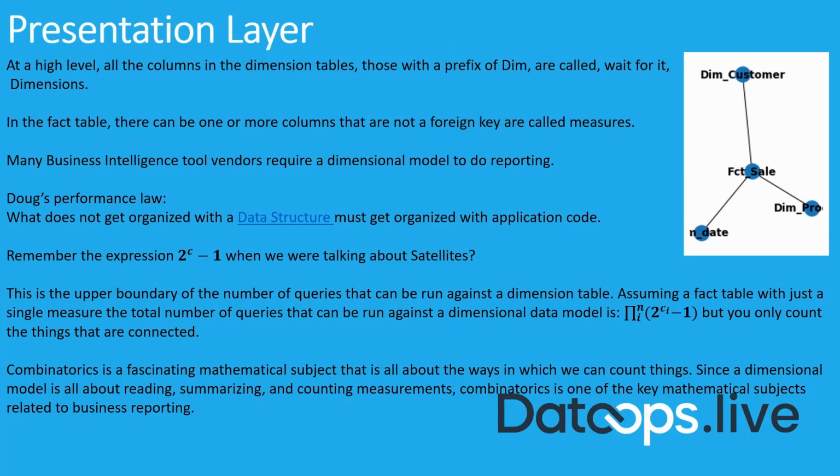Well, a dimension in a fact table, those are different ways of counting things. So dim customer is counting the sales per customer. Date, you're counting by customer and date, on and on. So a dimensional data model is really a combinatorial structure.